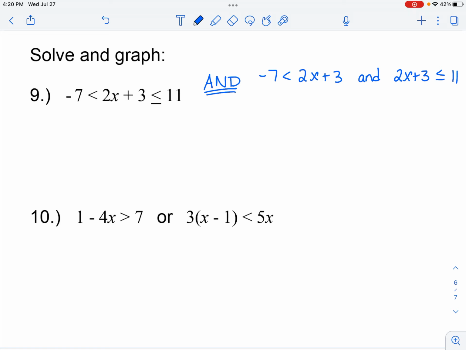But I don't have to write it as two separate things and solve two separate things because they're all being modified in the same way. So what I'm going to do is subtract the 3 in all three spots. So I'm going to get negative 10 is less than 2x, which is less than or equal to 8. Then I'm going to divide out the 2 everywhere. That's going to give me negative 5 is less than x, which is less than or equal to 4.